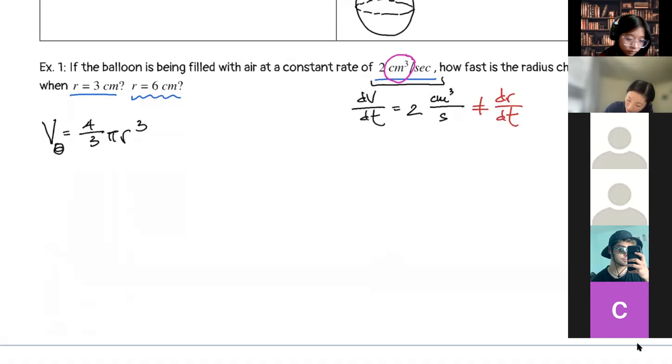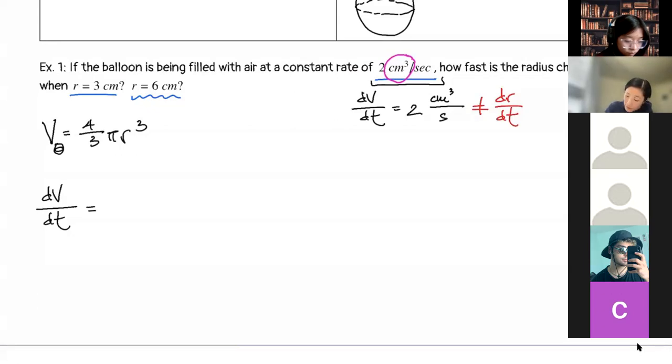Okay, so I'm going to go ahead and take the derivative, but I am going to take the derivative in relation to t. Here's what that looks like. dV/dt. That's the derivative of V. That says this is how the volume is changing over time.